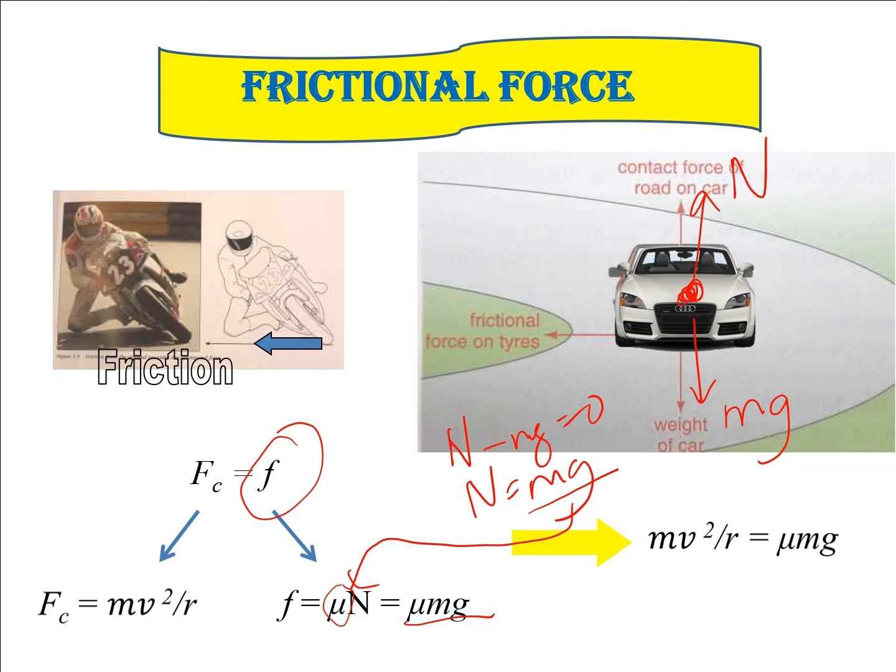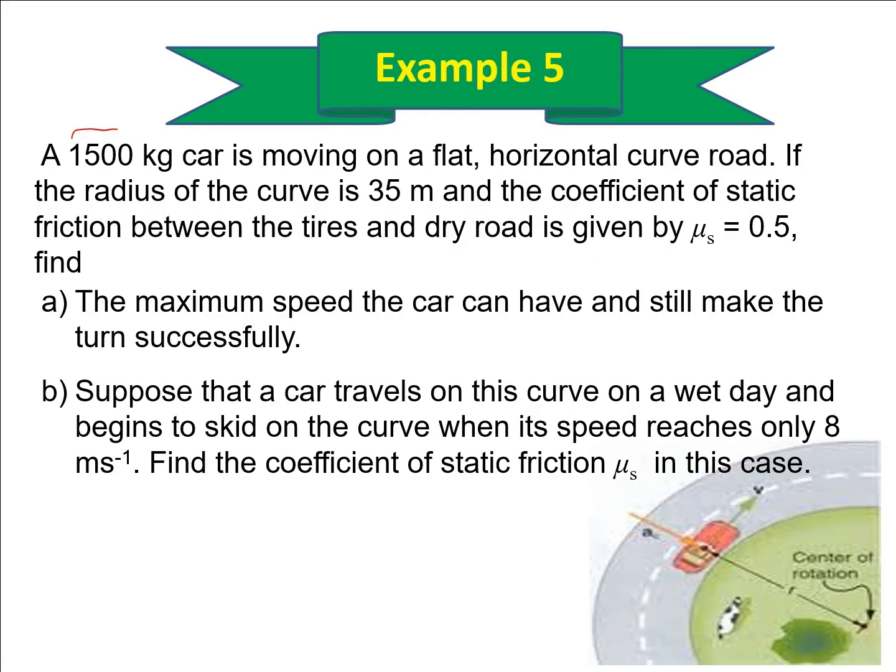Alright. So kita tahu frictional force yang menyebabkan kita boleh buat circular motion ni. So frictional force is equal to Fc. So that's why kita punya formula sekarang ni jadi mv square over r equals to mu mg. So yang ni berat kereta, mass dia is moving on a flat horizontal curve road. Flat ni maksud dia tak membukit lah, kita tak ada incline.